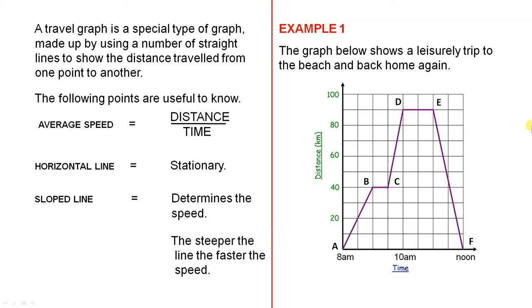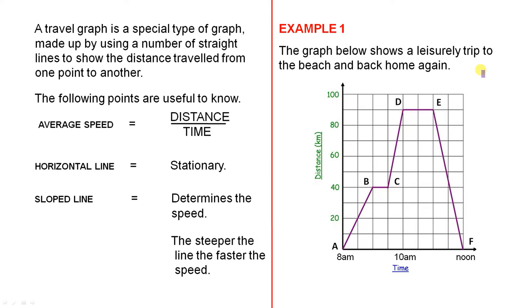When you see a horizontal line, for example like this one, or that one there, that means that time is elapsing, because time doesn't stop, but no distance is covered, which means we are at a stationary period. That is, someone's having a rest. Whoever is going on the journey is actually resting. A sloped line like this one, or this one, determines the speed. So the steeper the line, the faster the speed. So that's basically what all that's about.